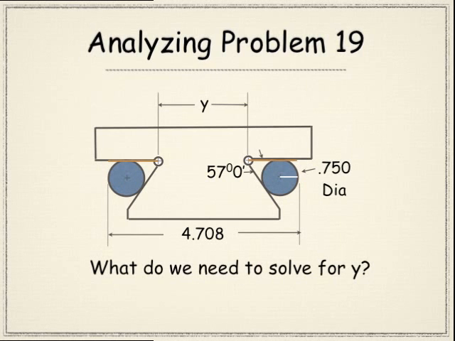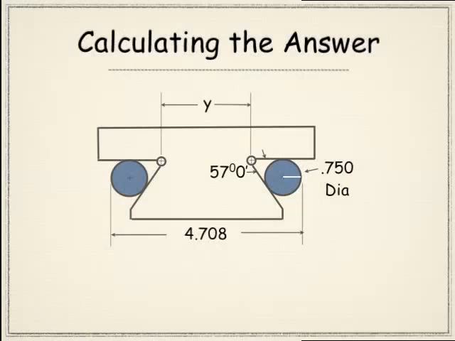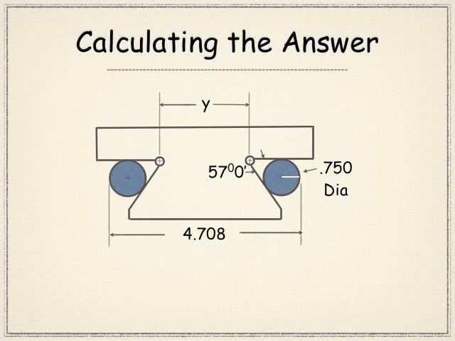Part of that information will come from the radius of the circles. That will give us part of that distance. So what is the radius of the circles? The radius is the diameter divided by 2. So 0.750 divided by 2 gives us 0.375. That's the length from the outside edge of the circle to the center of the blue circle.